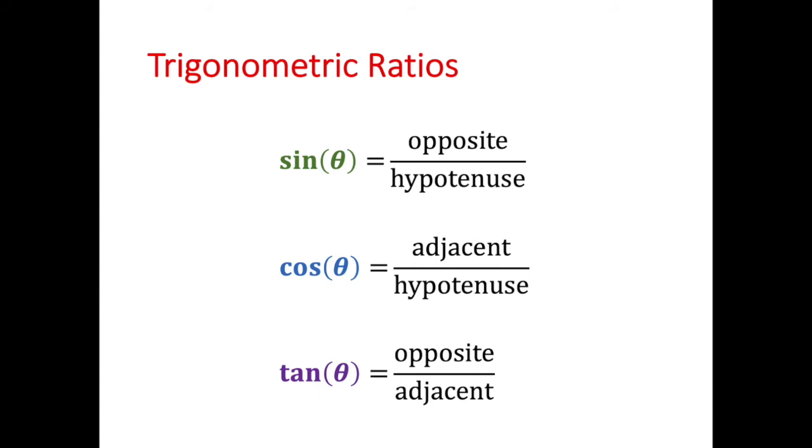Which one we use will depend on the information you have in the question. If you've got an angle and you know the opposite side, and you're trying to find the hypotenuse, you can use sine. If you've got an angle and you know the adjacent side and you're trying to find the opposite side, you can use tan. So depending on the information you have will be whether you're using sine, cos, or tan.